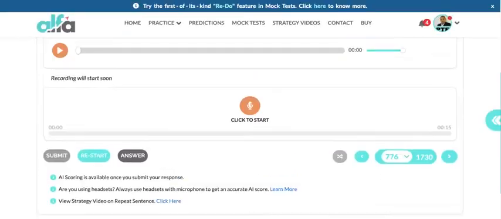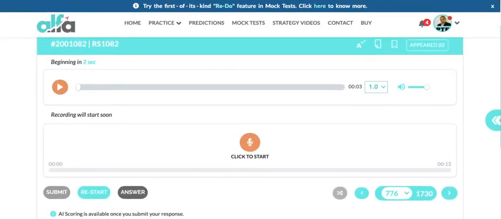Let's try a couple more questions. My biggest concern for the future is climate change. My biggest concern for the future is climate change.